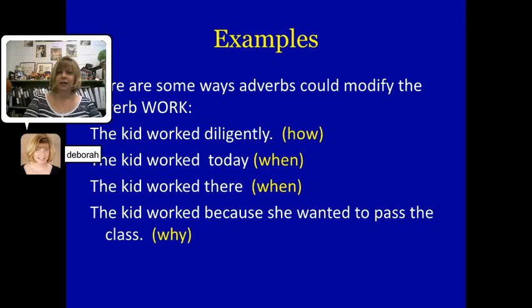So here are all different kinds of ways that adverbs can be used to modify a verb. If we take the verb work, and we want to show the adverb to show how, when, why, and where these things happen, we say the kid worked diligently. And notice that ly there is again your hint, telling you how the work was performed. The kid worked today, telling you when this work happened. The kid worked there, telling you where this work took place. Or the kid worked because she wanted to pass the class, with this idea of why. This whole because she wanted to pass the class becomes an adverbial phrase describing the work that was done.